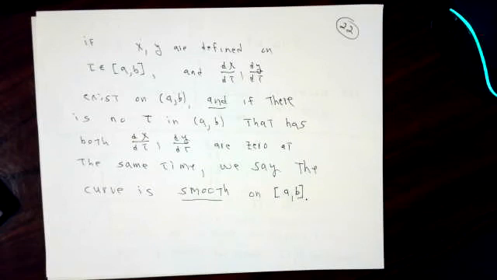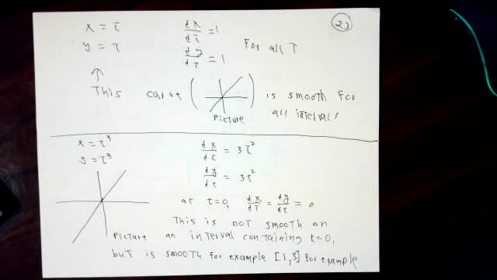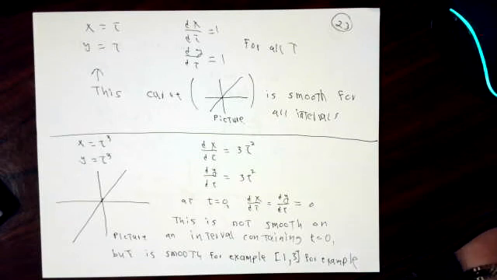Basically, smooth curves are the ones that we can use derivatives to tell us about tangent lines. Going back to curve 1, dx/dt and dy/dt were 1 no matter what t is, neither one of them is ever 0, so it's impossible for both of them to be 0 at the same time. Curve 1 is smooth for all intervals of t numbers.